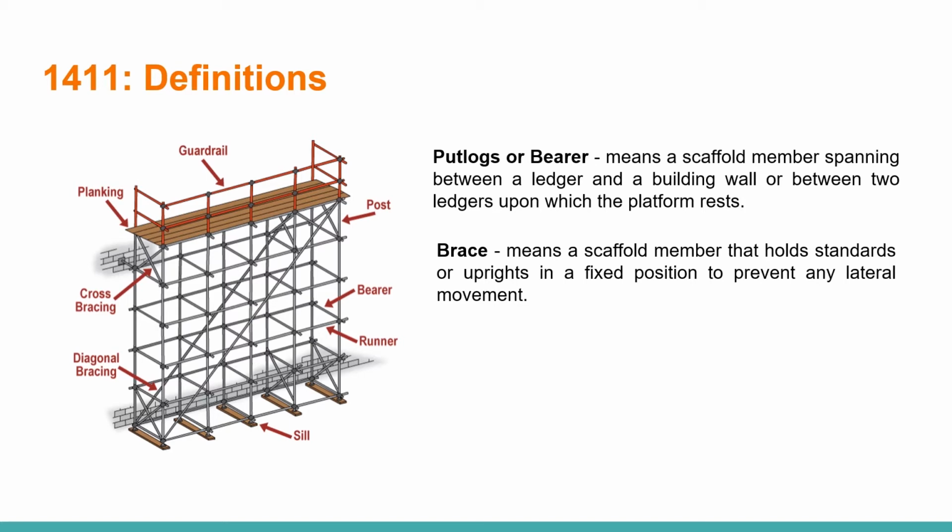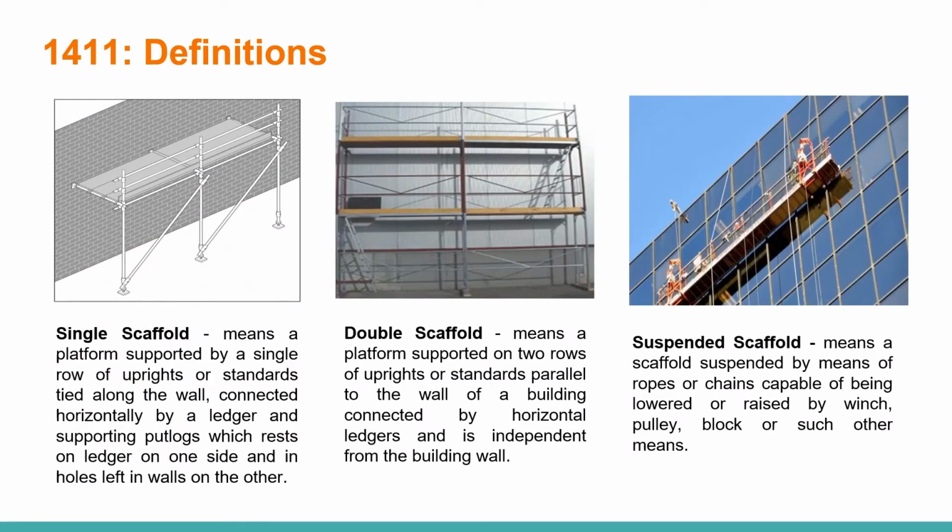Next is brace, which means a scaffold member that holds the standard or upright in a fixed position to prevent any lateral movement. Next is a single scaffold, which is basically a platform supported by a single row of uprights or standards. Or in simpler terms, it has only one working platform. Next is a double scaffold, which is basically a scaffold with two working platforms.